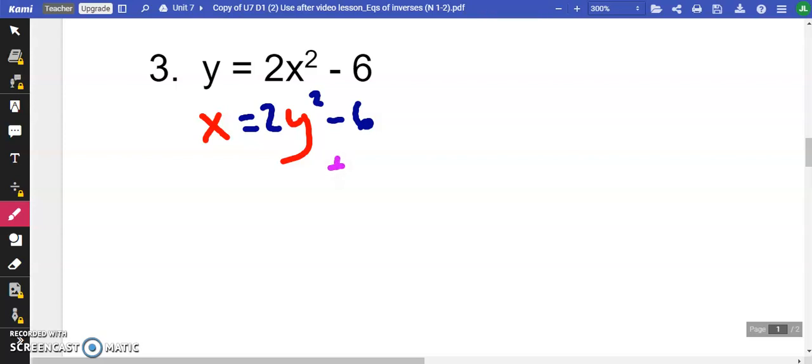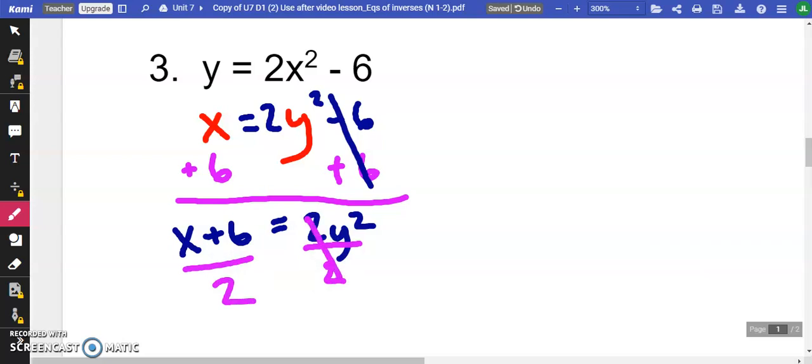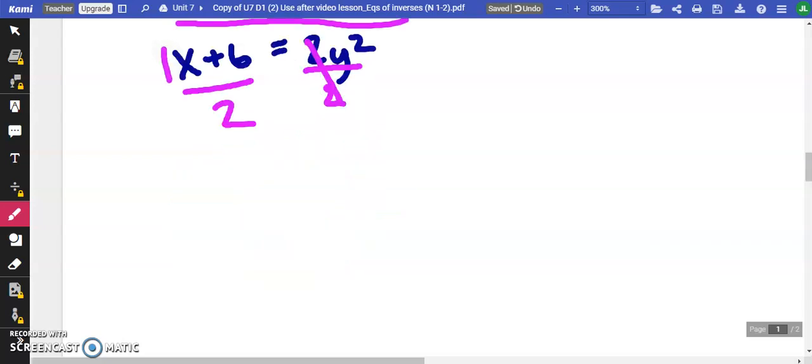So we're going to add 6 on both sides. Then we're going to divide everything by 2. We're still going to distribute that 2 to the fraction on the left side. So we should see a 1/2 x plus 3.